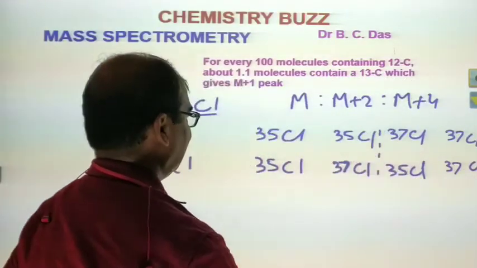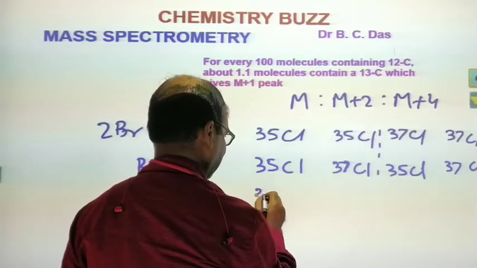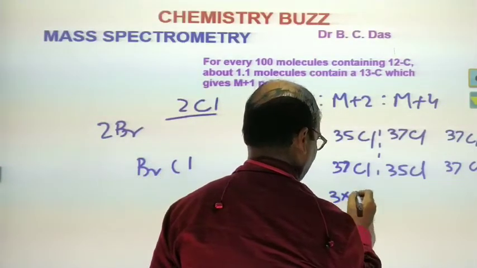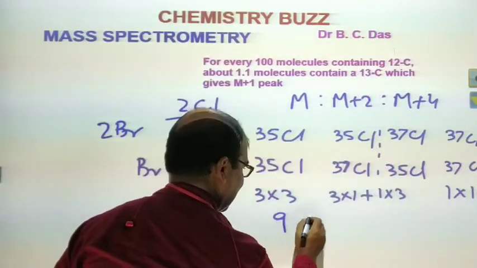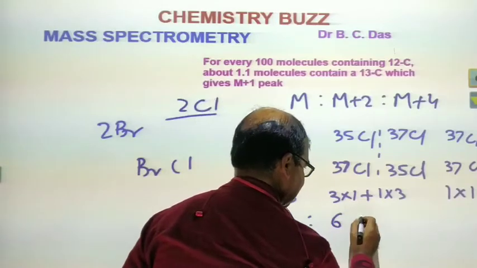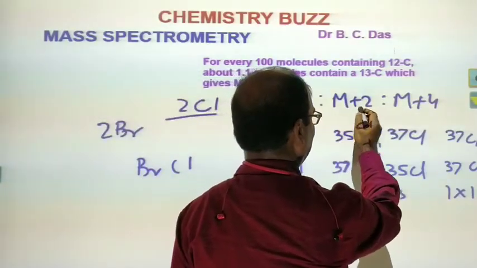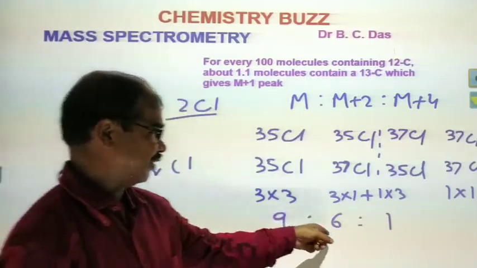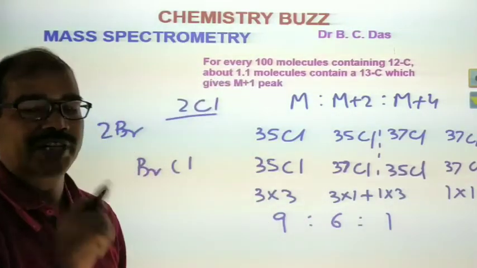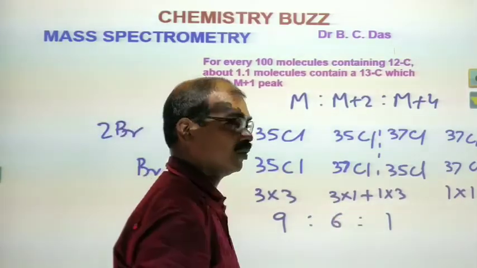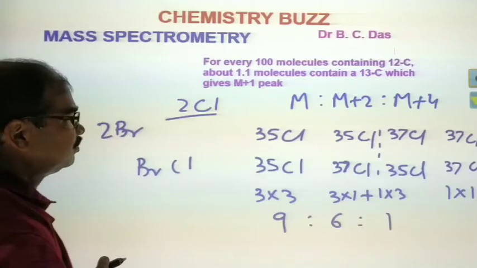Now we calculate the relative intensity of the M peak, that is 3 into 3. For M plus 2 it is 3 into 1 plus 1 into 3, and for M plus 4 it is 1 into 1. So this is 9 to 6 to 1. If the ratio of M, M plus 2 and M plus 4 comes in the form 9:6:1, then you will say that the compound contains 2 chlorine atoms. This provides crucial information, the most important information that the ratio of isotopic peaks provides.